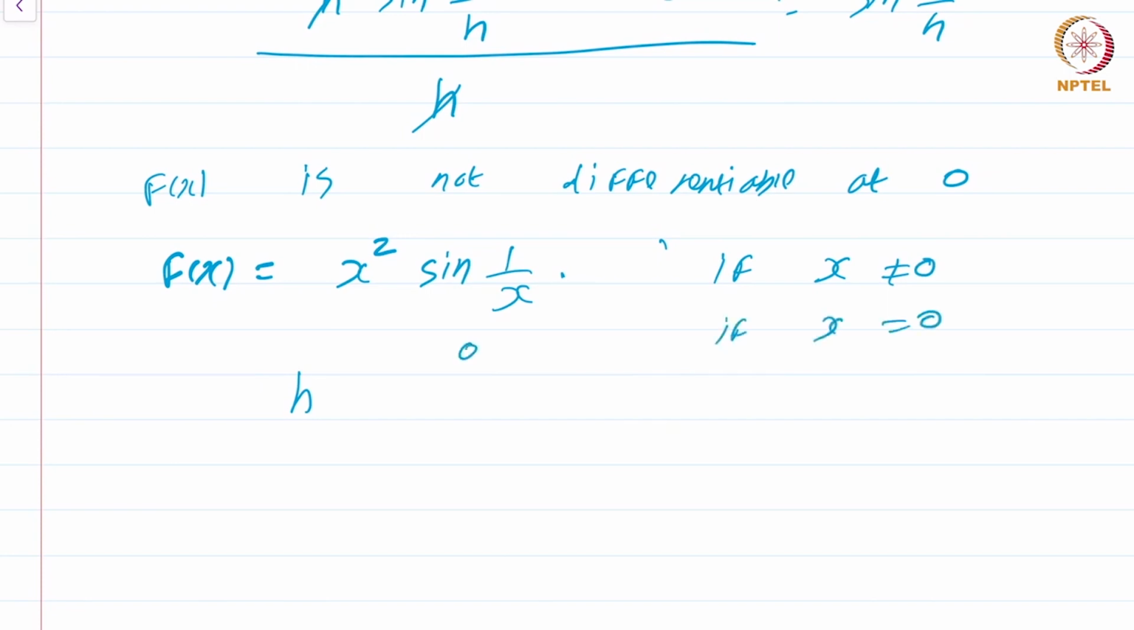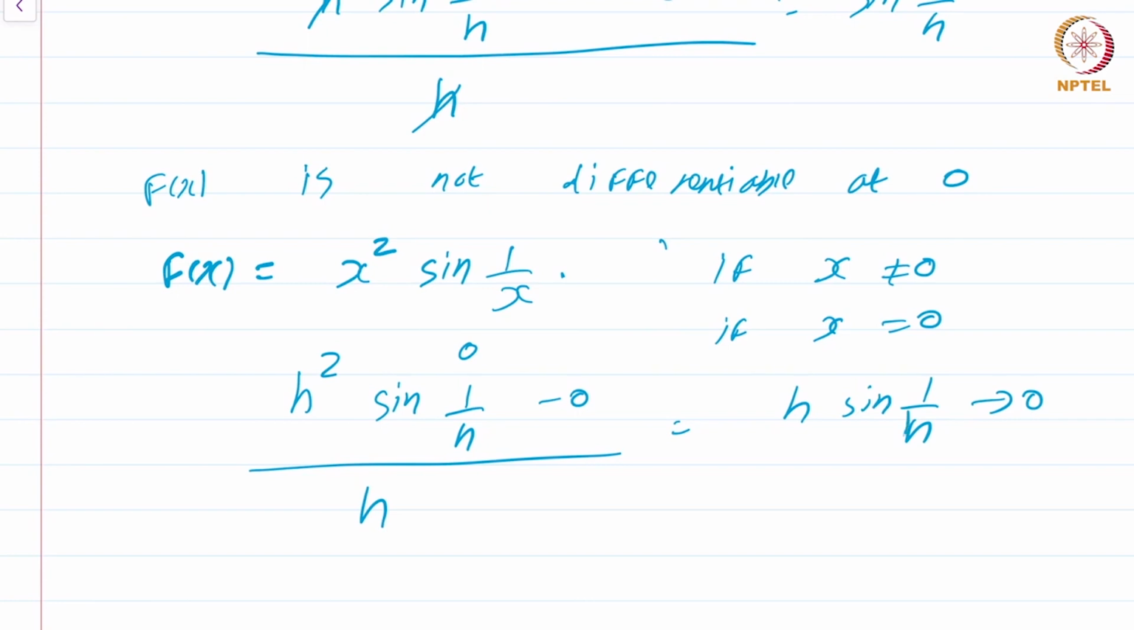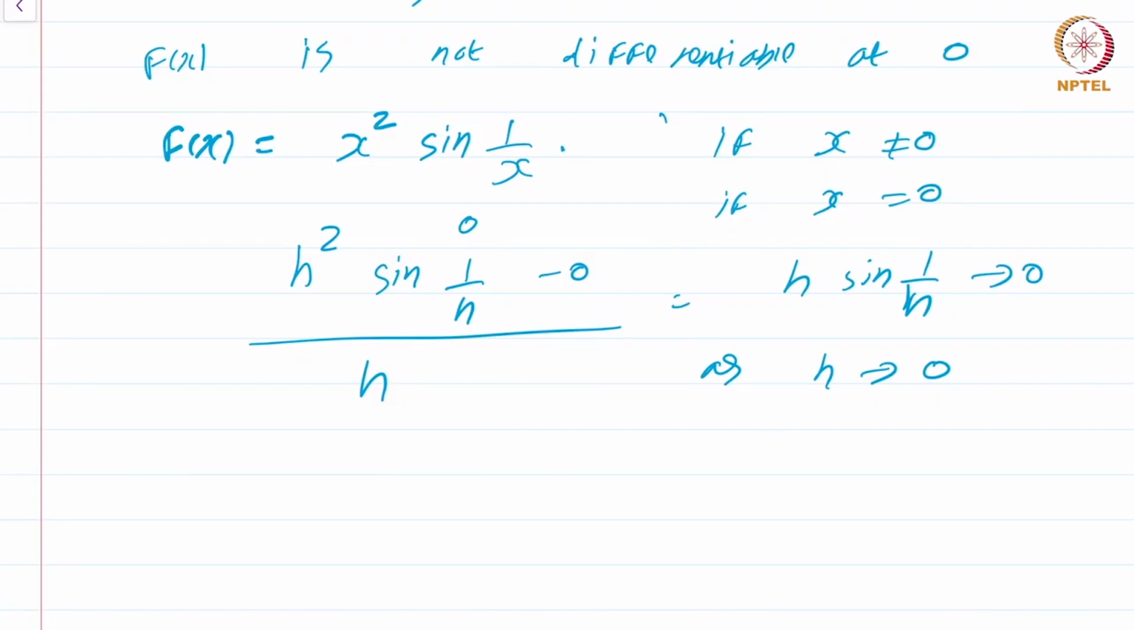So let's take the Newton quotient. It will be h squared sine 1 by h minus 0, divided by h, which is h sine 1 by h. And this approaches 0 as h goes to 0, because the oscillations of sine 1 by h are bounded between plus and minus 1, and the factor h will ensure that the product is 0. So the function x squared sine 1 by x is indeed differentiable at 0. Okay, and the derivative is 0.